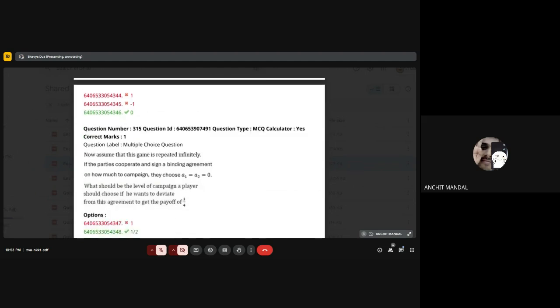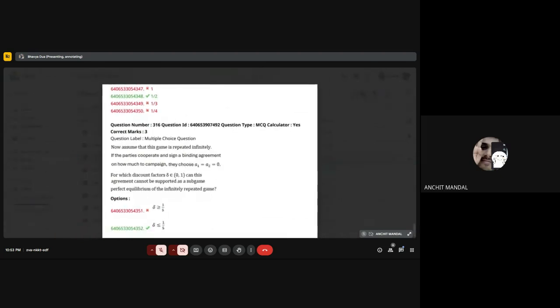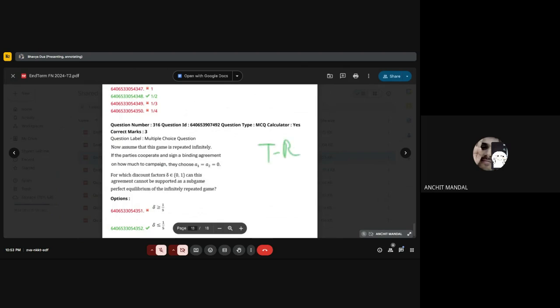This is the one where we get delta. Yeah, T minus P over T minus R, right? T minus R over T minus P. So delta is greater than or equal to T minus R over T minus P. Okay. So T is temptation. That's the value if they defect and the other one doesn't. So you can check whatever that value is.